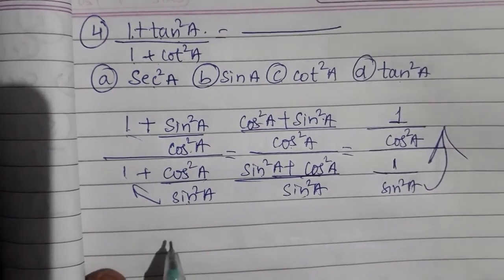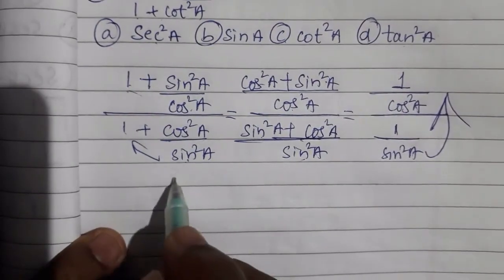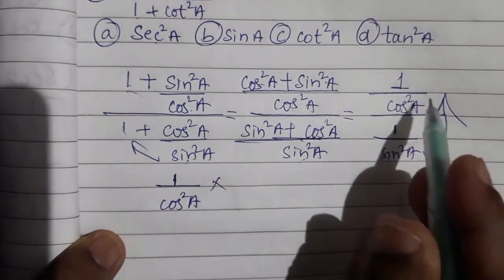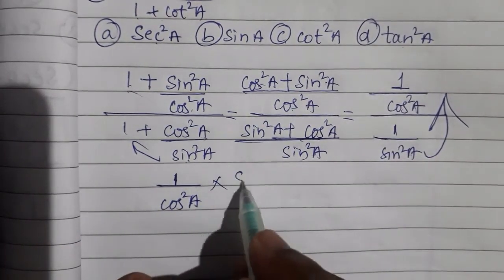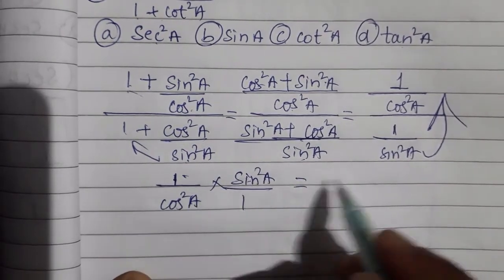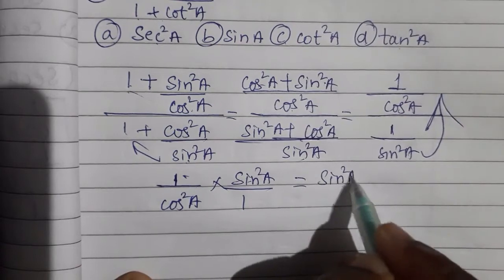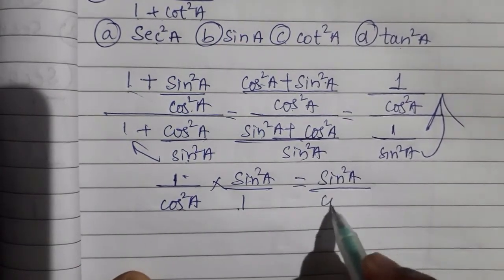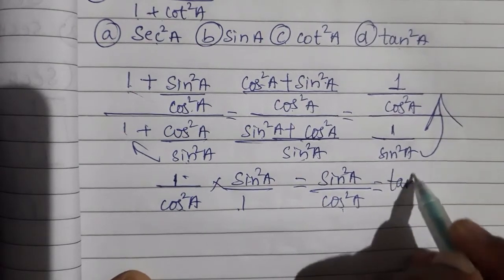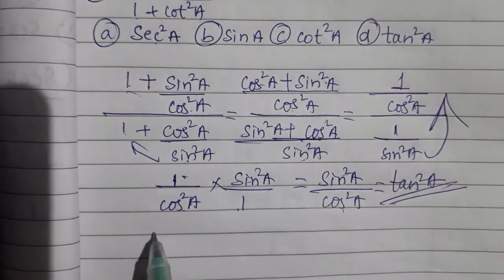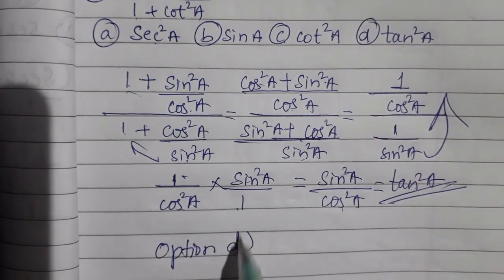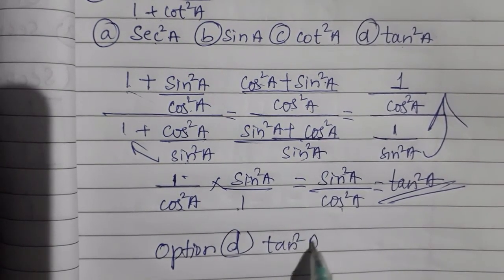Take the reciprocal. When you take the reciprocal, 1 by cos square A into, when the denominator goes to the numerator, reciprocal, sin square A by 1. So sin square A into 1 is sin square A, by cos square A into 1 is cos square A. So sin square A by cos square A is nothing but tan square A. So we came to know option D, tan square A, is the correct answer.